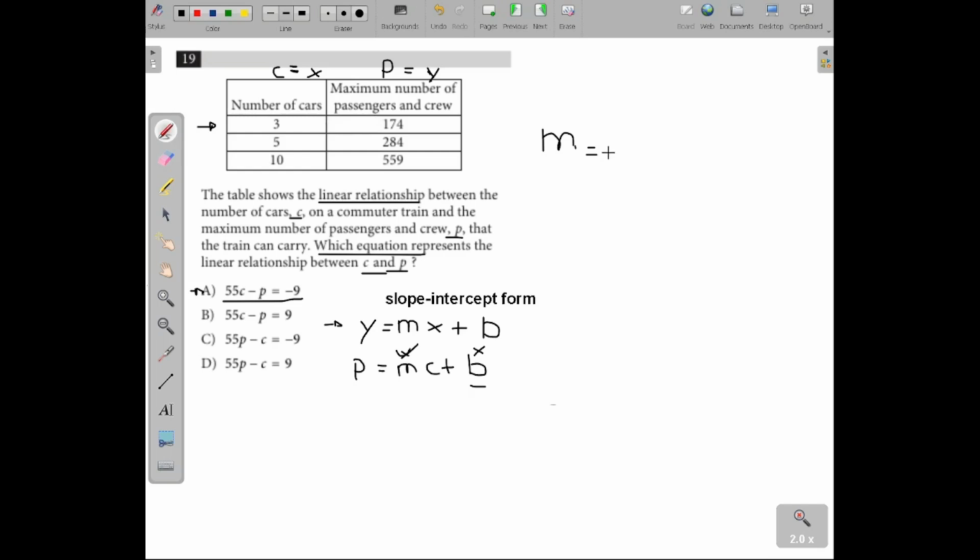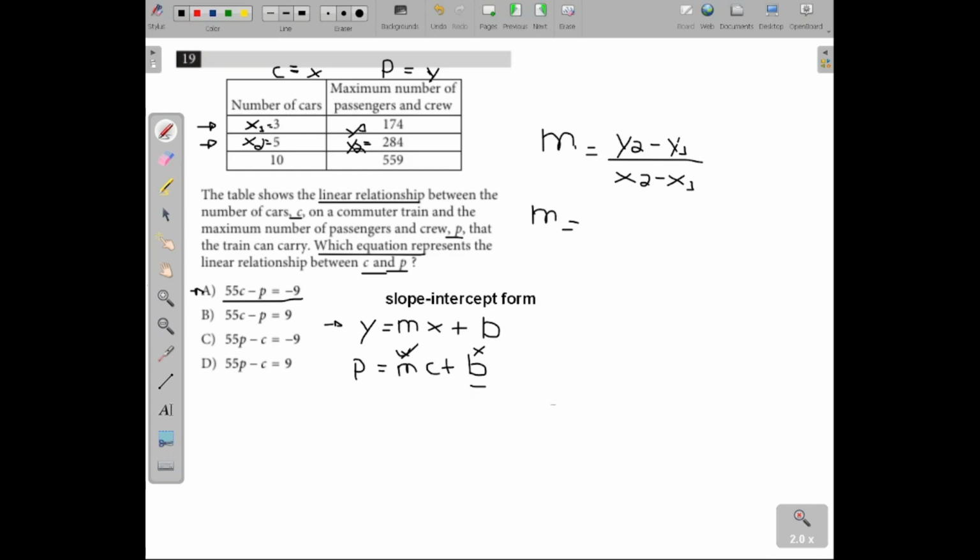Let's find the slope. The equation of a slope is y sub 2 minus y sub 1, divided by x sub 2 minus x sub 1. And these values are over here. We'll use these 2 points. This one will be y sub 2, this one y sub 1, and this will be x sub 1, and 5 is x sub 2.